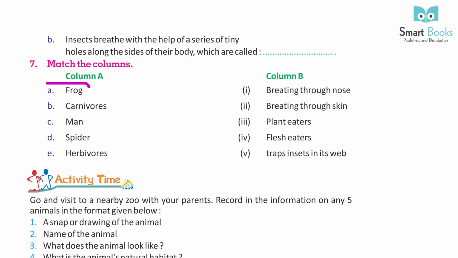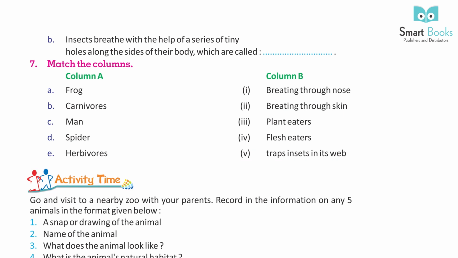Column A: A. Frog. B. Carnivorous. C. Man. D. Spider. E. Herbivores. Column B: 1. Breathing through nose. 2. Breathing through skin. 3. Plant eaters. 4. Flesh eaters. 5. Traps insects in its web.